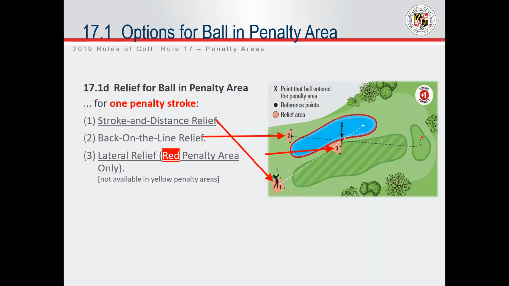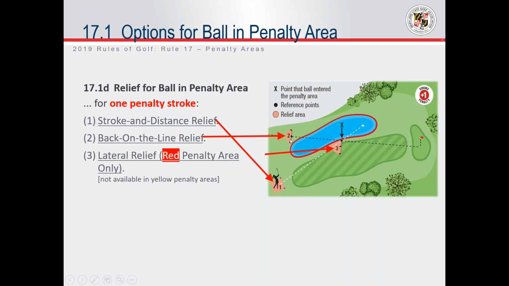So stroke and distance is always our first option. We always have the option to go back and play from where we last played from. In this case, it would be from the tee box. So you could re-tee anywhere in the teeing area. The teeing area is the term there that you want to remember. So that's one of our options.